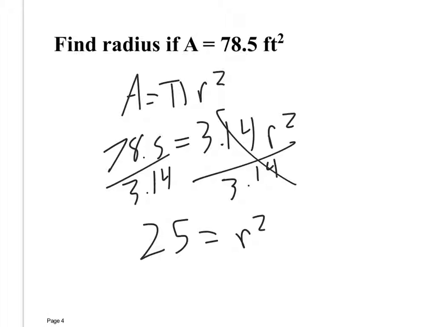So Isabel, how do I get r by itself? If right now it's r squared, how do I get r by itself? Good, we square root it. The opposite of squared is square root. So we square root both sides. The square root of 25 is 5. Okay, it's plus or minus, but we know it can't be negative, so it's got to be 5. The radius is 5 feet.